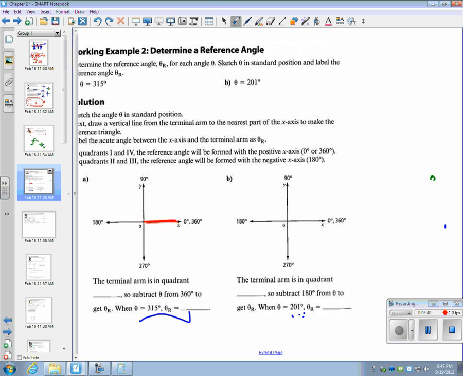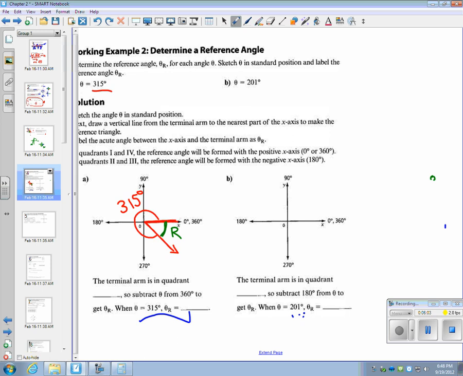So the first one is 315 degrees. In the first quadrant, I only go up to 90, then 180, then 270. So 315 is going to be somewhere here, and don't worry so much about drawing it exact. So its reference angle is going to be right here. This is its reference angle.